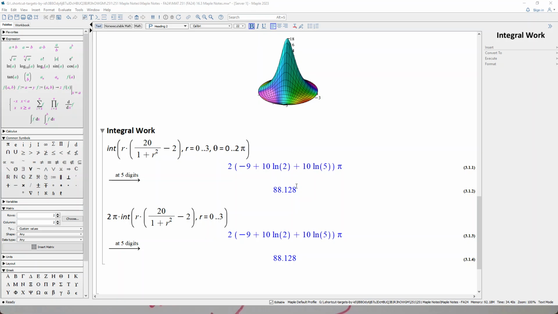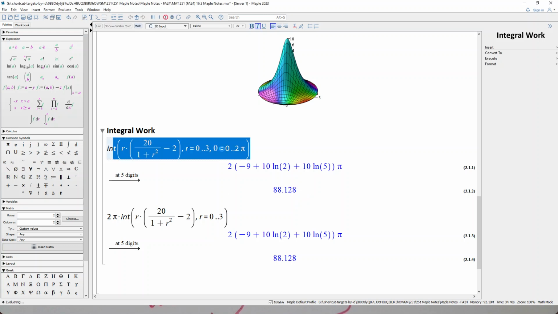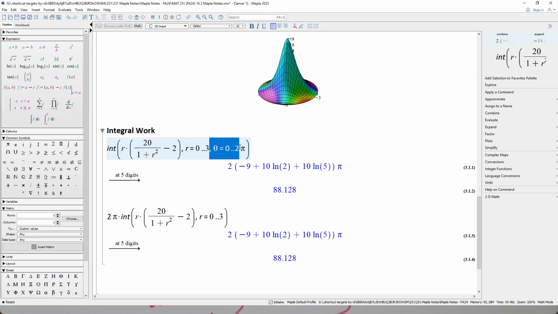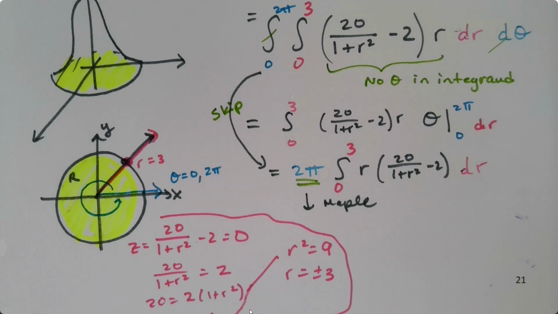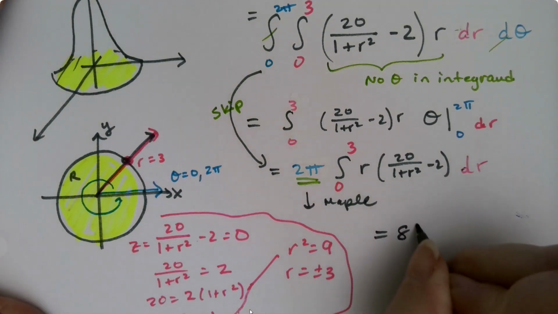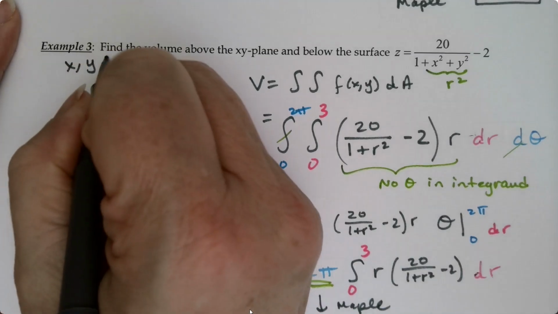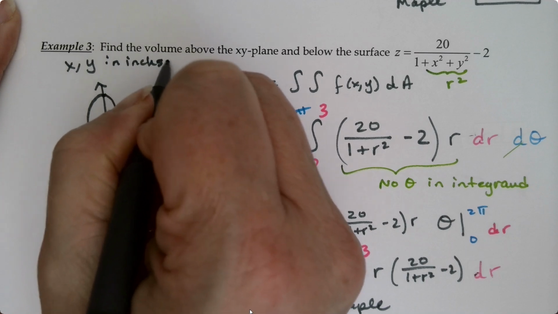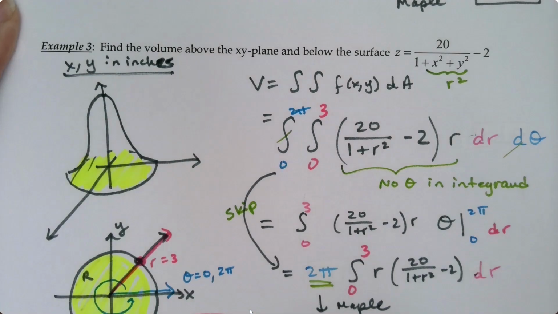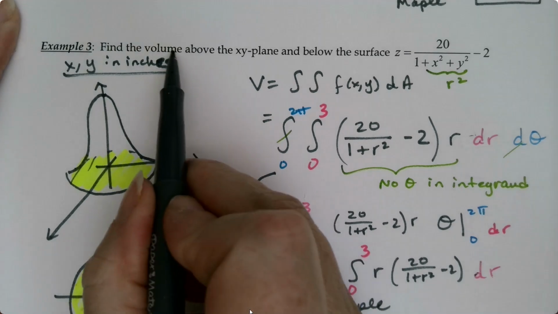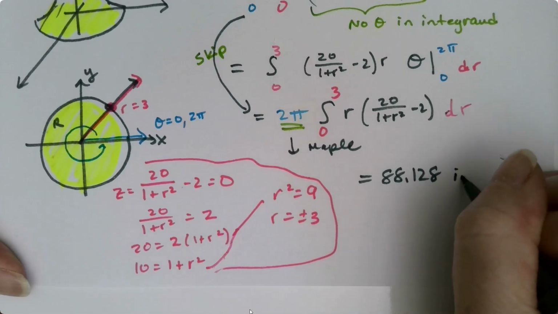And it's about 88.128. You can see here, I'm proving that it works. So there's the original integral with theta going from 0 to 2 pi. Here's the version where we shove 2 pi out in front and still do the integral. And sure enough, both times we get 88.128. Now, it didn't give us units. So let's pretend x, y are in inches. If x and y are in inches and we're finding volume, then this would be inches cubed.